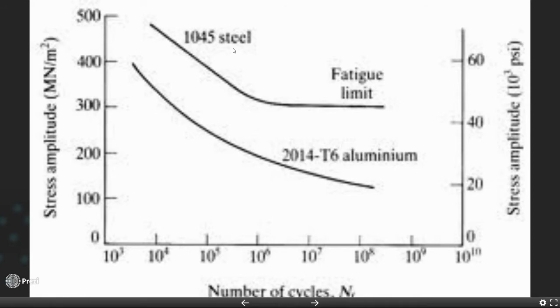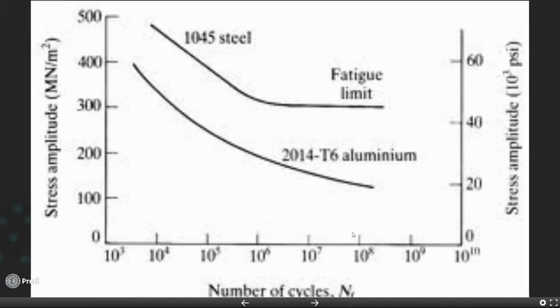And for some different metals, in particular 1045 steel, there's a point where it bottoms out, where no matter how many more cycles or repeat loadings you put on it, it's still going to be able to take that stress. Some metals just continue to go down and down and down, like for instance this 2014 aluminum.